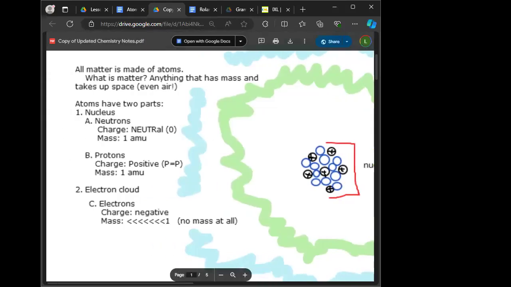Okay. All right, so first we need to know that all matter is made of atoms, and we need to know the parts of atoms. So atoms are anything that have mass and take up space. Even air is considered matter. Okay, so atoms are going to have two parts to them. They have a nucleus and then also an electron cloud.